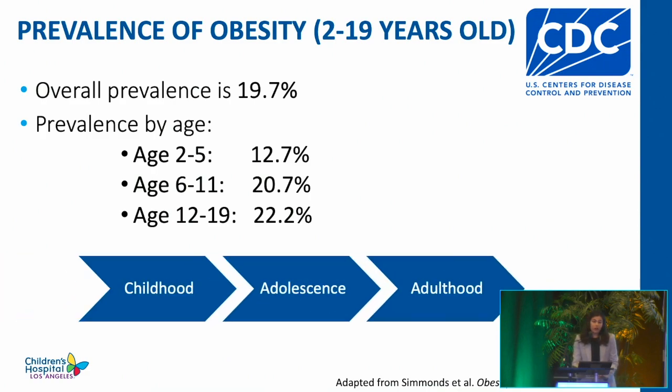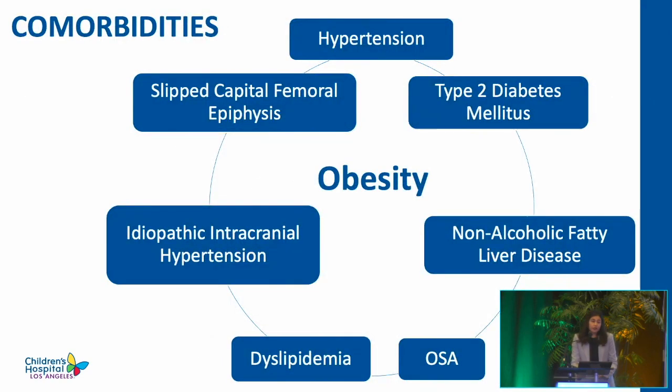The other thing that we know is that obese children grow up to be obese adults. 55% of obese children will be obese as adolescents, 80% of obese adolescents will grow up to be obese adults, and 70% of adults who are obese at the age of 30 will remain obese throughout their lifetime. But I do want to be clear that it's not about the number on the scale or the size of the body, it's about the obesity-related comorbidities that come about. These are some of the more common ones that we see in children and adolescents.